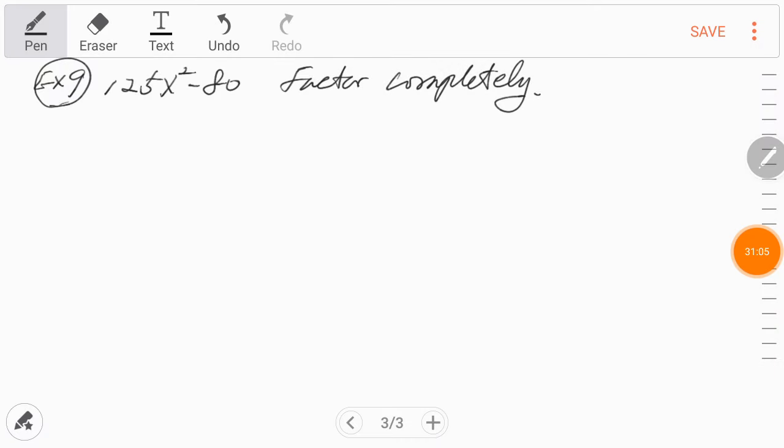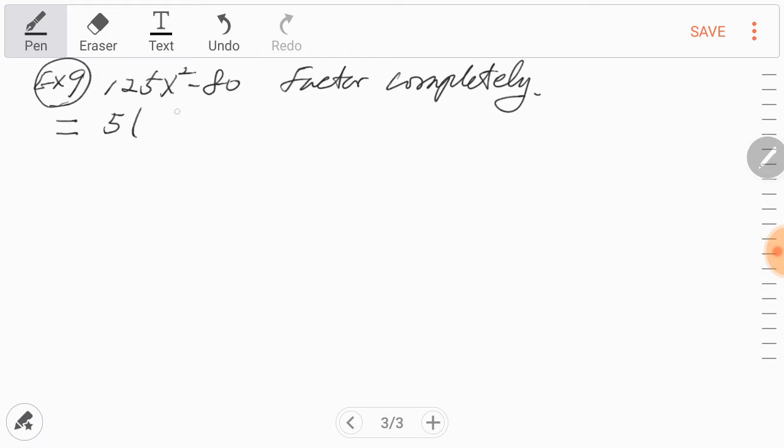Okay, in this example, we will factor this expression completely. So when you factor completely, each factor has to be a prime. If a factor is not prime, then we have to factor it again. So in this case, what is the common factor? Okay, always find the common factor. No matter what, find the common factor. So here's the number 125 and 80. A common factor, it looks like 5. Okay, let's take out 5.